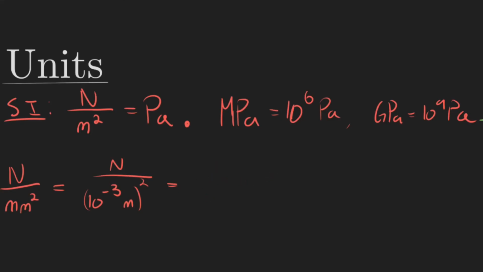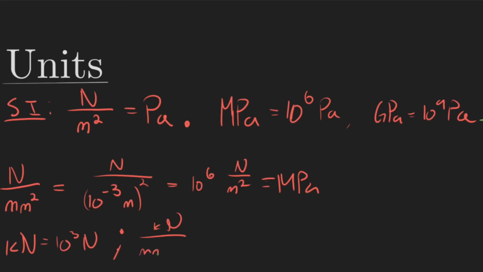So when you combine all this, what you get is 10 to the 6th newtons per square meter, which is the same thing as a megapascal, right, from right up here. And now a kilonewton is 1,000 newtons, again, from the prefixes. So this is 10 to the 3rd newtons. So if we have a kilonewton per millimeter squared, then we would have 10 to the 6th times 10 to the 3rd, because we have 1,000 newtons per meter squared, right? 10 to the 6th times 10 to the 3rd is 10 to the 9th, so this right here is a gigapascal.